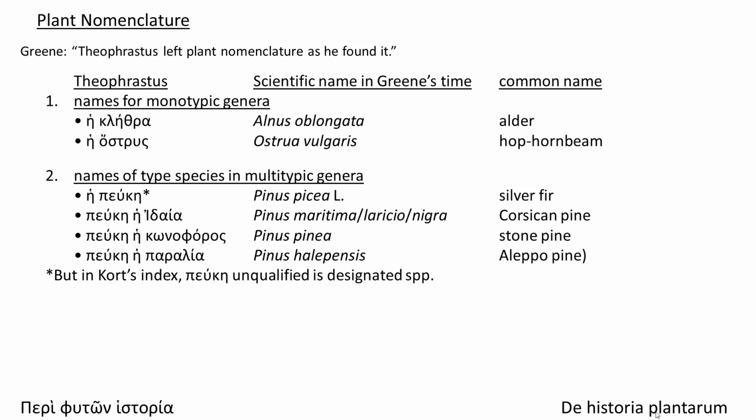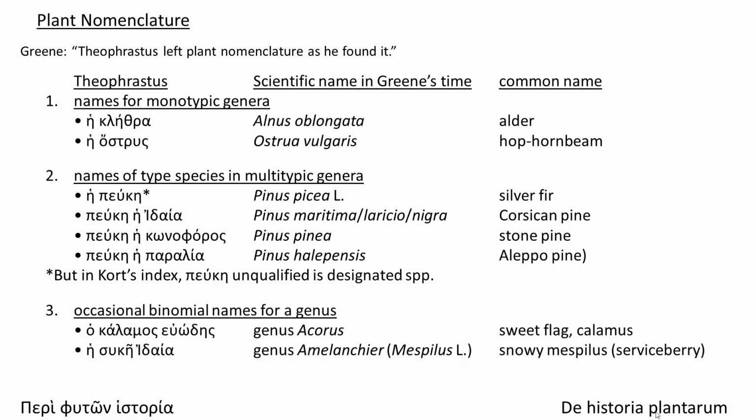But Green is skating on thin ice here. Identification of the plants named and described in the ancient authors is tricky business. According to Sir Arthur Hort's Index of Plant Names in the Loeb edition, which was published 10 years after Green's monograph, the unqualified name pelke in Theophrastus is SPP, meaning it is used for multiple species, not just the silver fir. Third, Green argues on the flip side that the Greeks in Theophrastus in some instances used a binomial name for a genus, whereas in Linnaean nomenclature, a genus can only have a single word name.